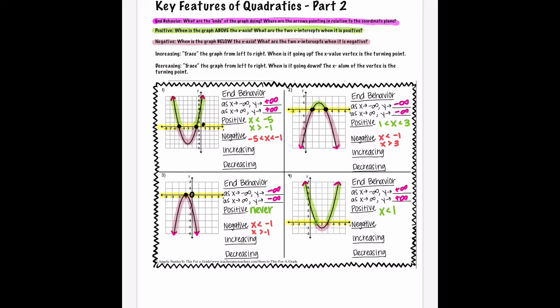Okay, now when x is at 3 and then moving to the right, those are all positive y values. So when x is greater than 3. Now it's negative between these two x values, 1 and 3. So when x is between 1 and 3.